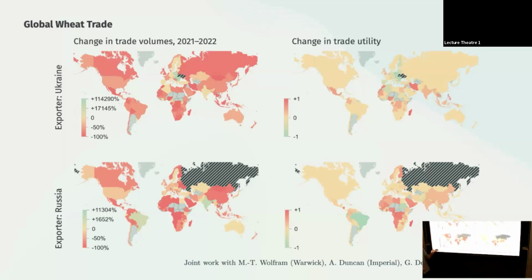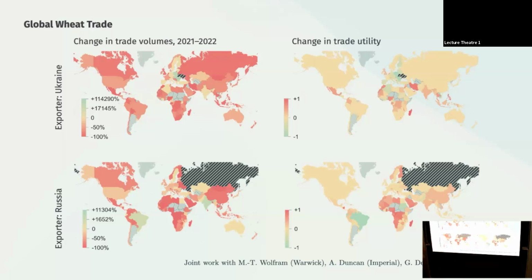So what you can see here is that even though trade to, let's say, for example, Canada dropped by, I think, 75%, which are values that are similar to, for example, Namibia, Kenya, the difference in trade utility to Canada was basically zero. So there was no change in the trade and the ease of doing business between Ukraine and Canada.